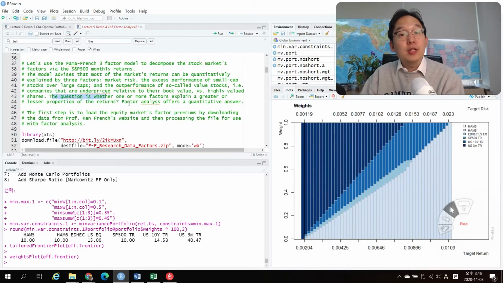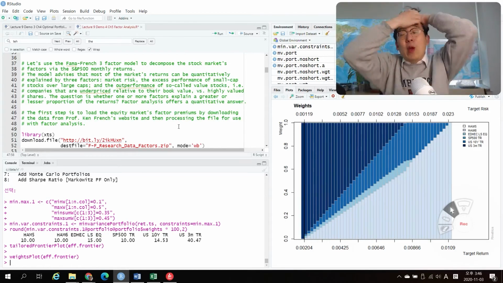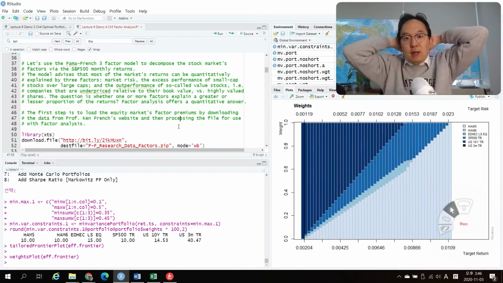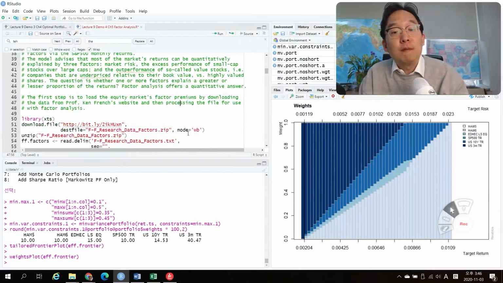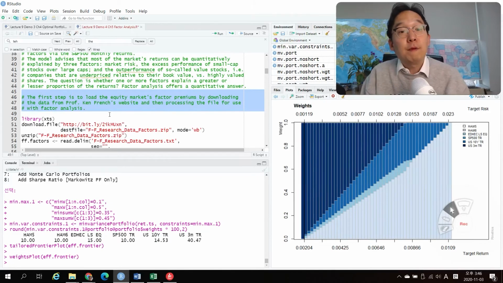Okay, the question is whether one or more factors explain a greater or a lesser proportion of the returns. Factor analysis offers a quantitative answer. Some of you may question, where can I obtain those factors? Don't worry, that's going to come from a certain place: Kenneth French's website. The first step is to load the equity market's factor premiums by downloading the data from Professor Ken French's website and processing the file for use with factor analysis.